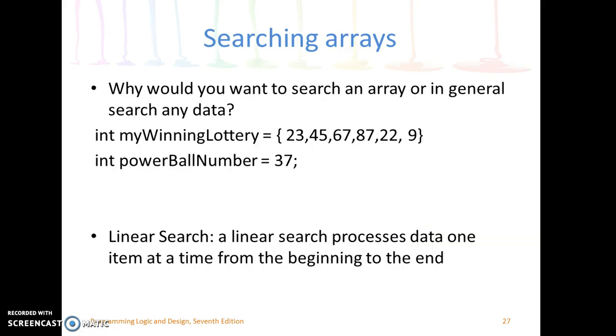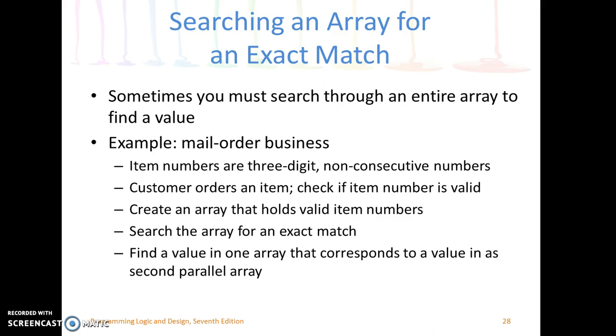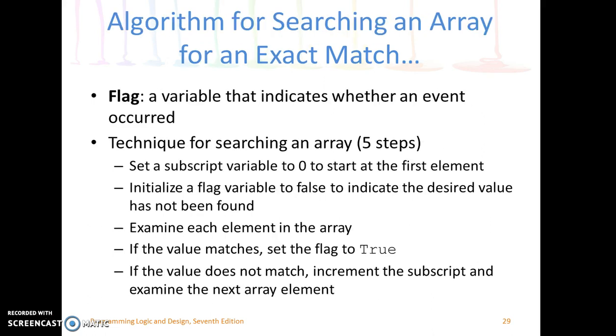The other thing you might get some questions on is searching an array, and there's an algorithm for searching an array. We talked about this in class, but it's often something that you want to do, and the algorithm is here. You basically start your subscript at 0 because you want to start at the first element. You initialize a flag variable to false, indicating that you did not find the element. You look at each array element, and this has to be done inside a loop. If the value matches, you set the flag to true. If the value does not match, you increment the subscript.